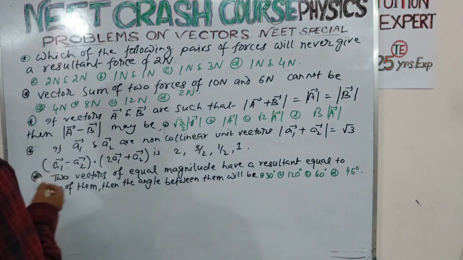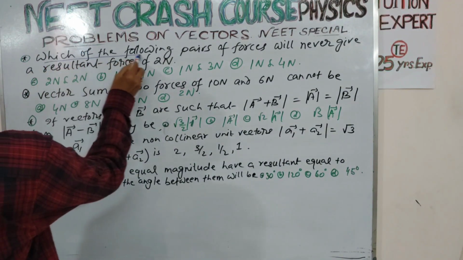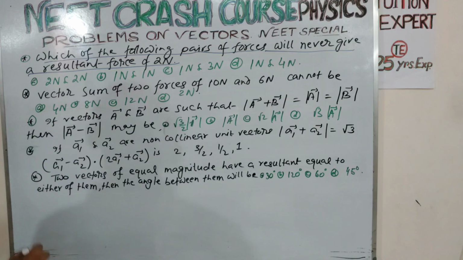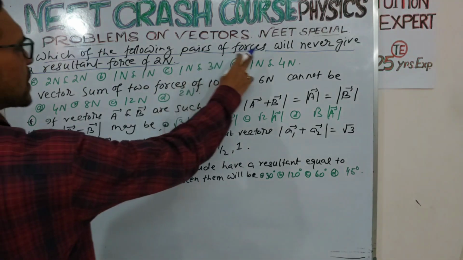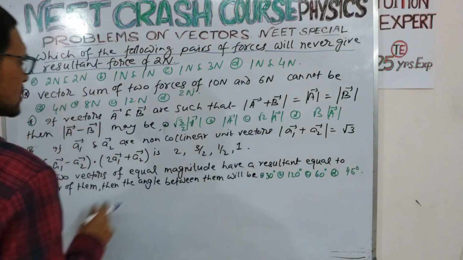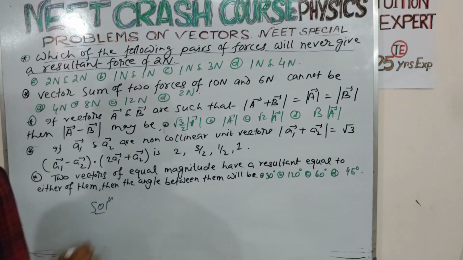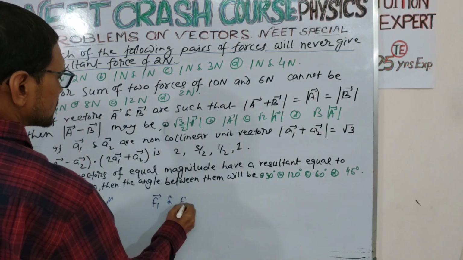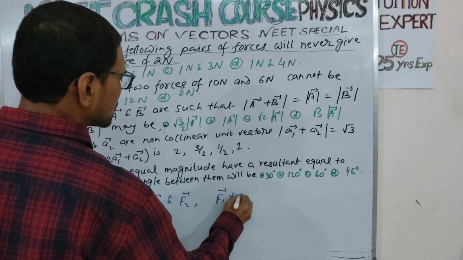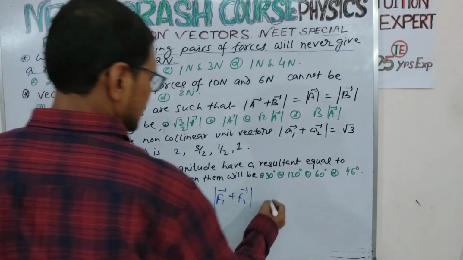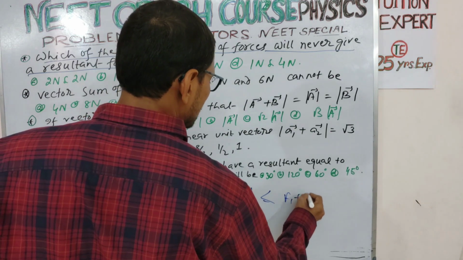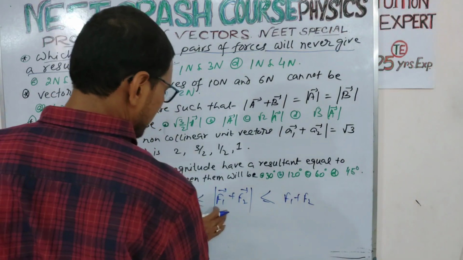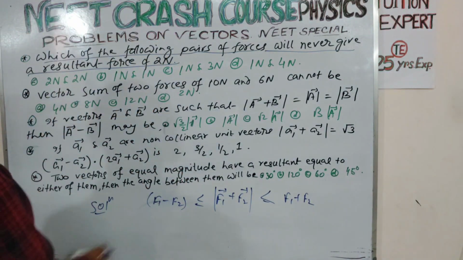Next problem: which of the following pairs of forces will never give a resultant force of 2 Newton? This is the next question. So solution becomes, if two forces, suppose F1 and F2, the resultant of F1 plus F2 is always less than or equal to F1 plus F2 and greater than or equal to F1 minus F2. So the maximum value of the resultant is this and the minimum value of the resultant is this.